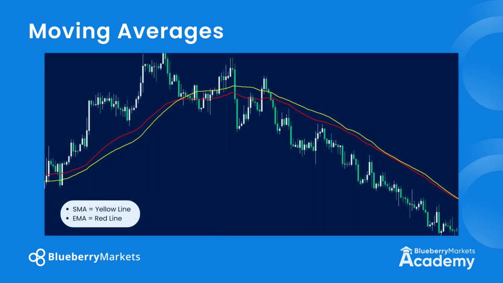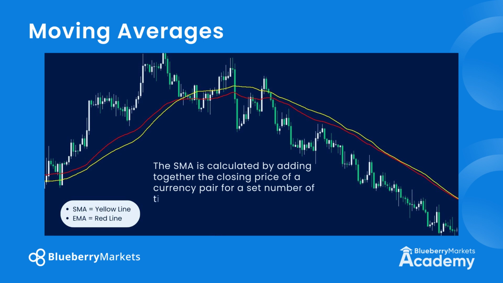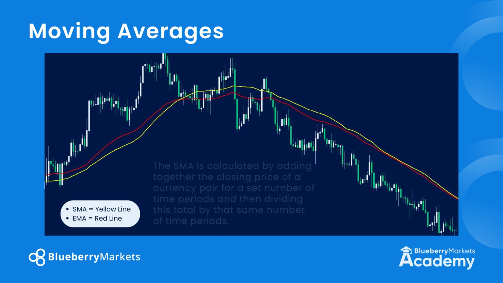The most common type of moving average is the SMA, or the simple moving average. The SMA is calculated by adding together the closing price of a currency pair for a set number of time periods and then dividing this total by the same number of time periods. For example, the 50-day SMA adds up the closing prices of the last 50 days and divides it by 50.